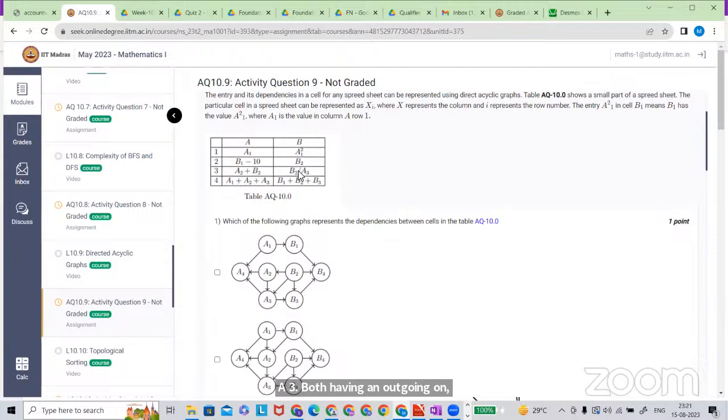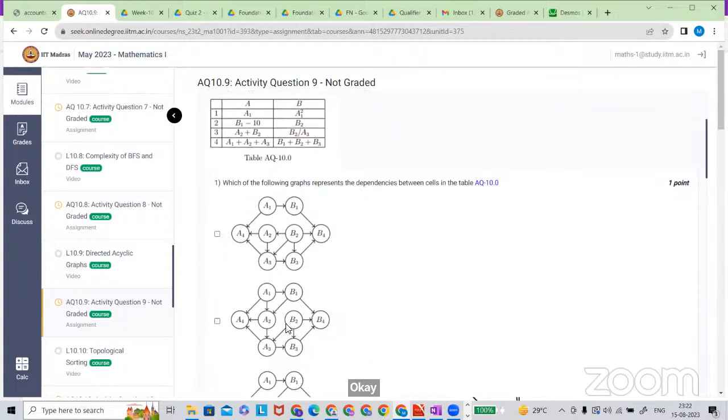Okay, so here is 1, 2, 3. So this is B4. B4 actually depends on B2 and A3. So that means there will be an edge to B4, from B2 and also from A3.